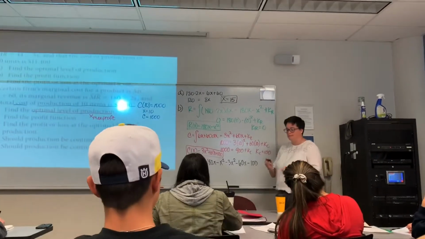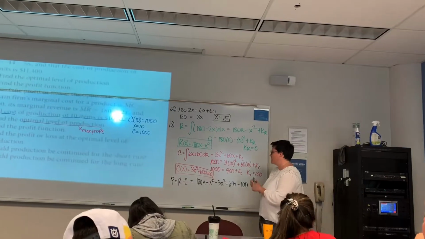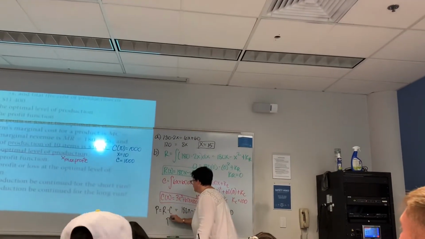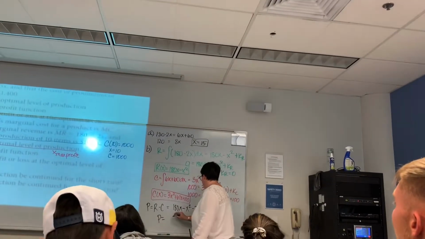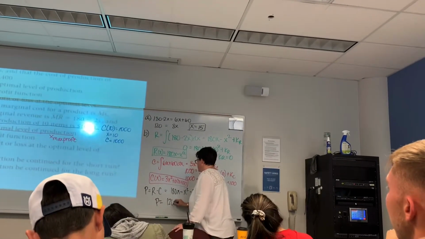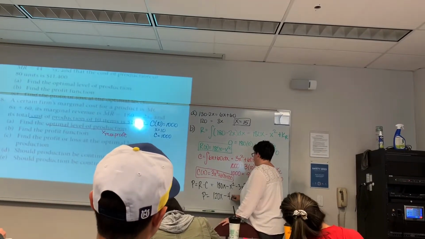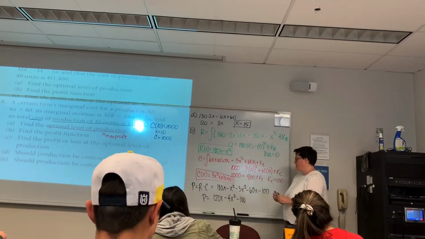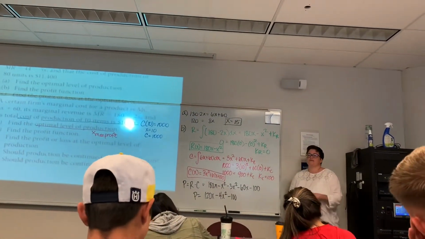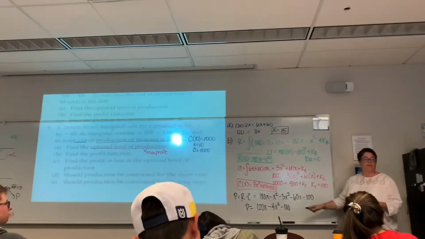Okay. I'm going to collect like terms. Let's see, 180x minus 60x is 120x. I don't care what order you put these in, that's going to be minus 4x squared minus 100. And now you see why those nuggets are so important. If you don't do the nugget, you won't get the right profit function.